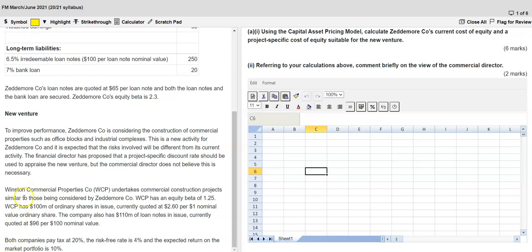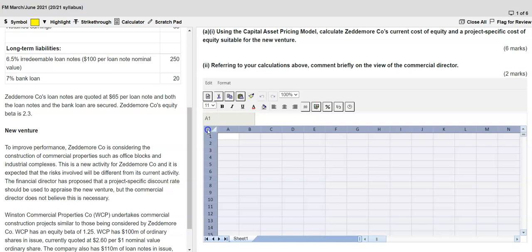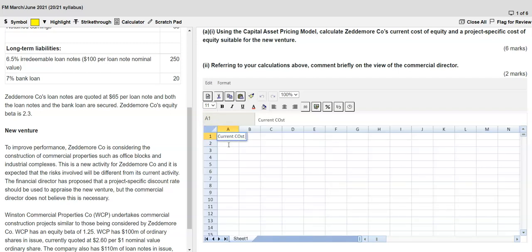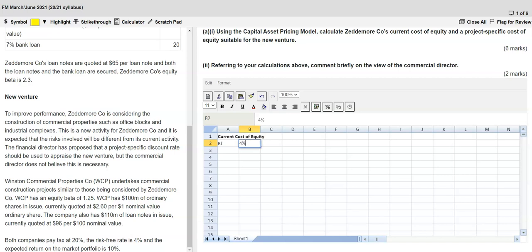So let's calculate the current cost of equity. The risk-free rate is given, that is 4%. The return of the market is given, 10%. Beta is given, 2.3. So cost of equity is equal to risk-free rate plus beta into (RM minus RF), which is 17.8%.